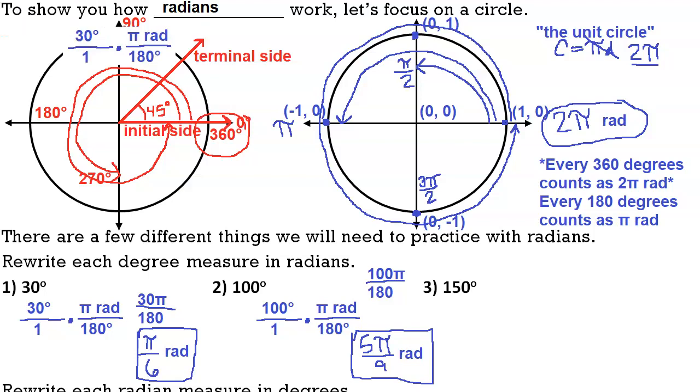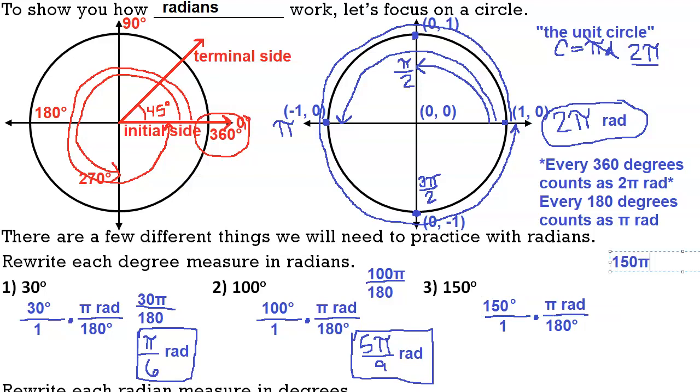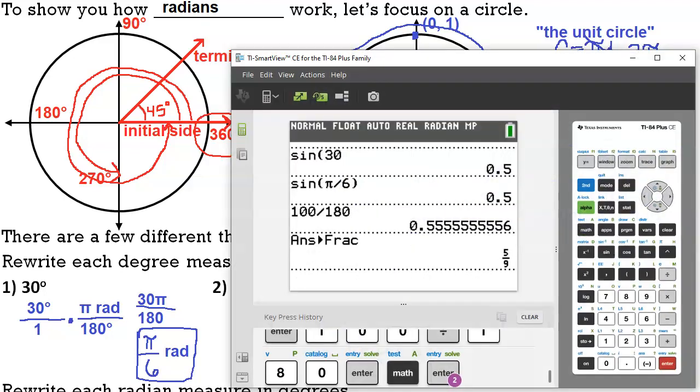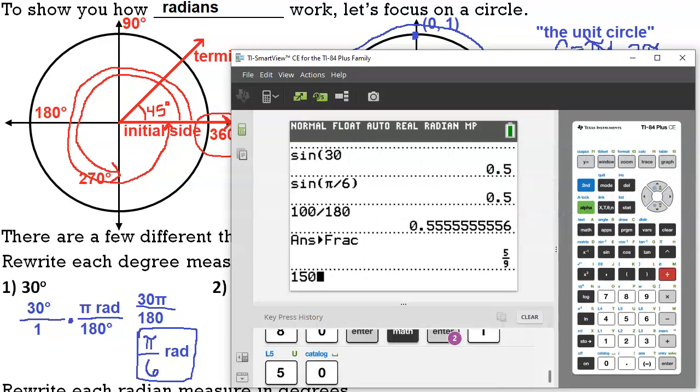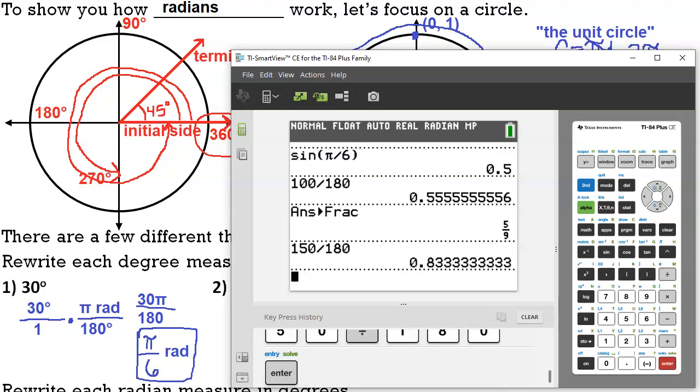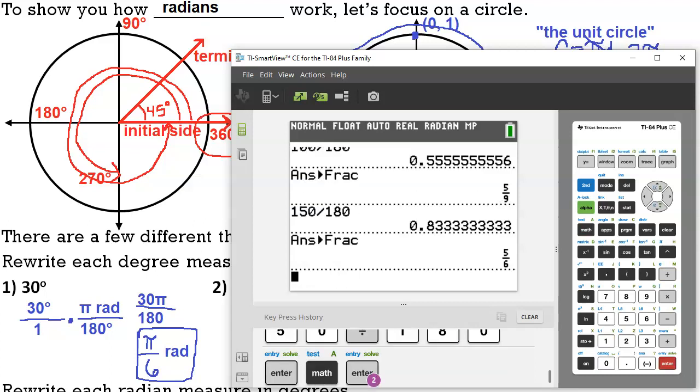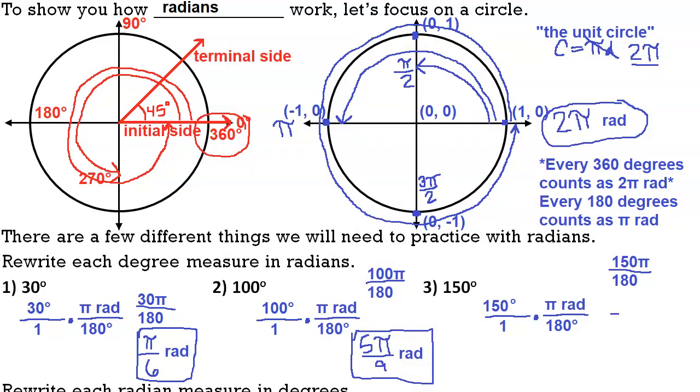All right, let's try it one more time with 150. We're just working on changing degrees to radians, and then we're going to go the other way around. So if we get 150 pi over 180, and then we try to reduce that, you could divide the top and the bottom number by 30. If you have to do this the hard way, you could divide the top and the bottom number by 30. In this case, I'm going to have the calculator do it for me, and I'm going to get 5 pi over 6 radians.